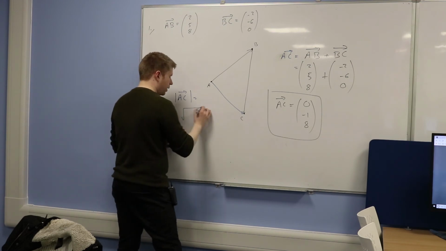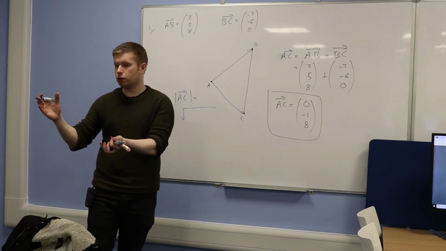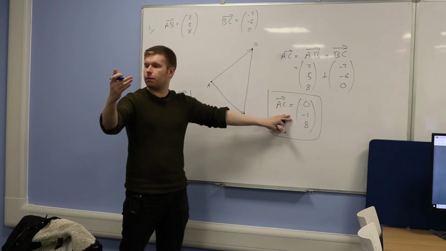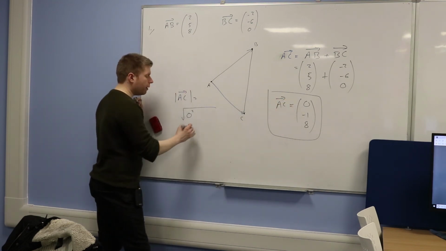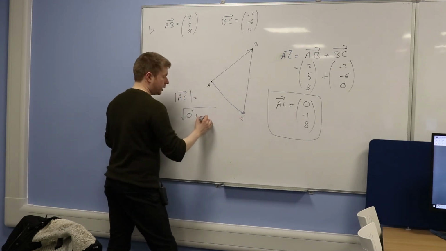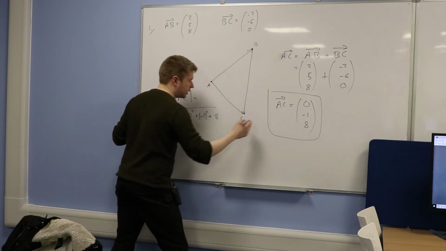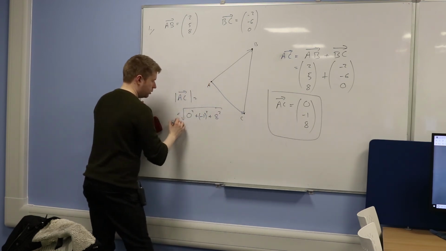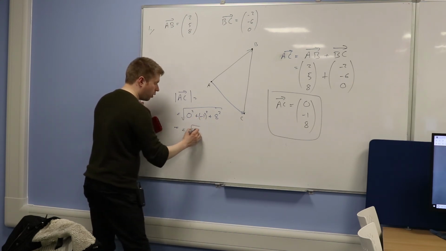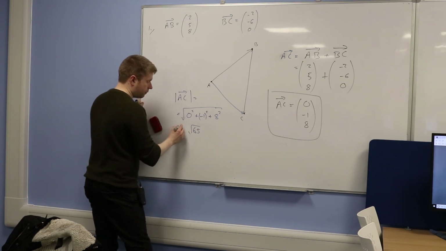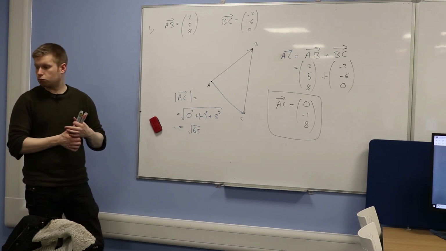Pythagoras. Yep. Unfortunately, Pythagoras generalizes to any dimension. So the fact we're in 3 dimensions, it's still the same theory. You take the x direction, or the i direction, square it, add it to the square of the j direction, and then add that to the square of the k direction. So therefore, I get 0 squared plus 1 squared plus 8 squared, which is going to be the square root of 65. Does that make sense to everyone? Good.